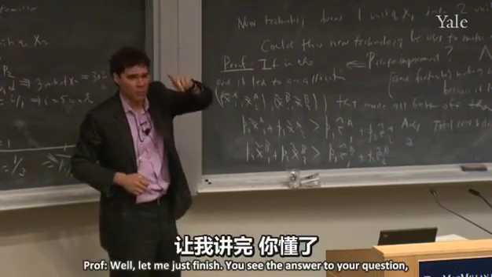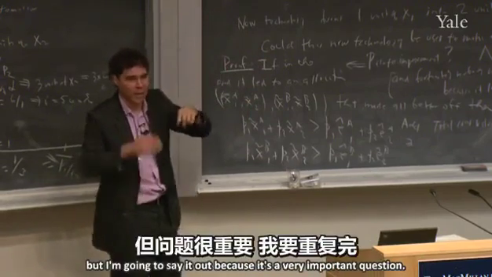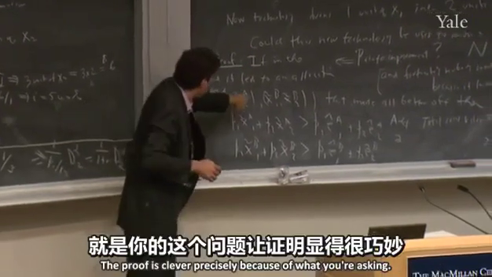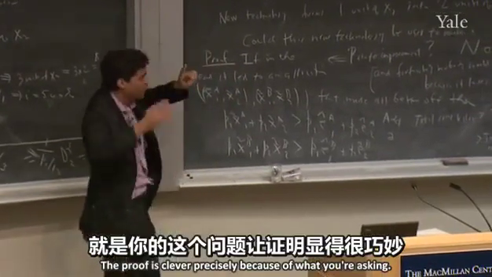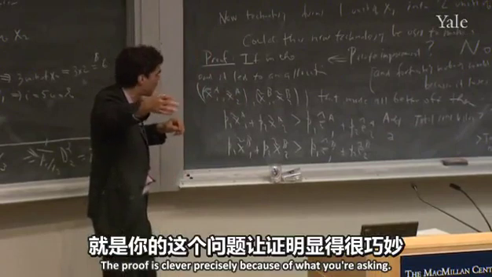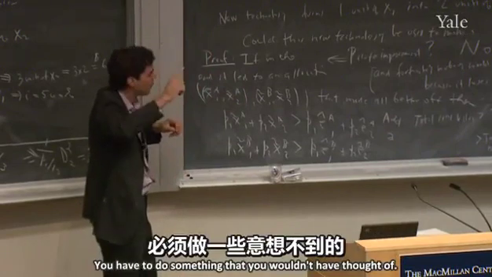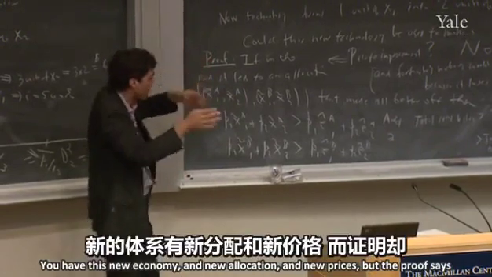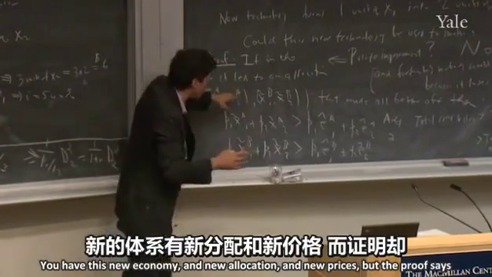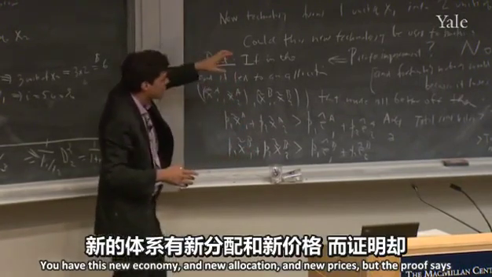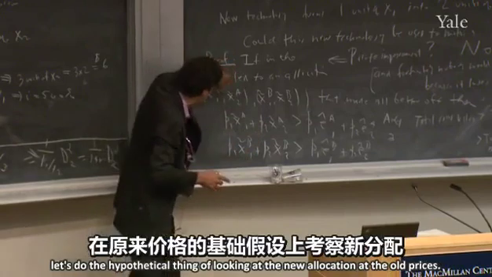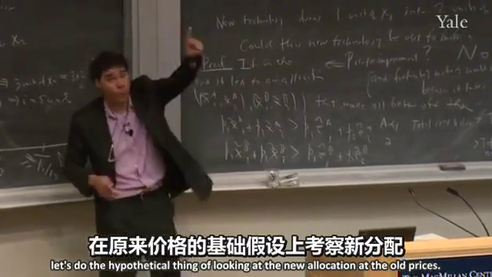Well, let me just finish. So you see the answer to your question, but I'm going to say it out loud, because it's a very important question. The proof is clever precisely because of what you're asking. You have to do something that you wouldn't have thought of. You have this new economy and new allocation and new prices, but the proof says, let's do the hypothetical thing of looking at the new allocation at the old prices.